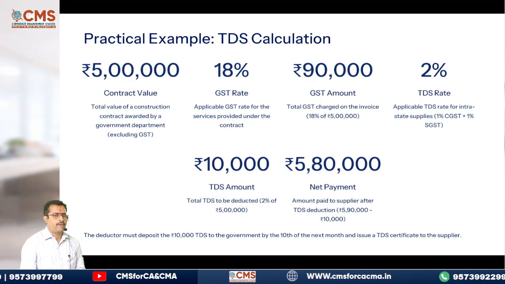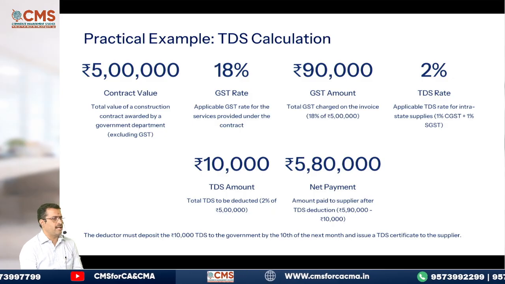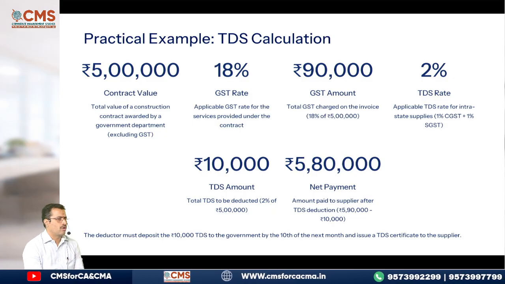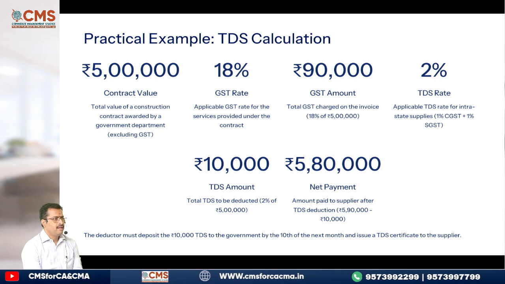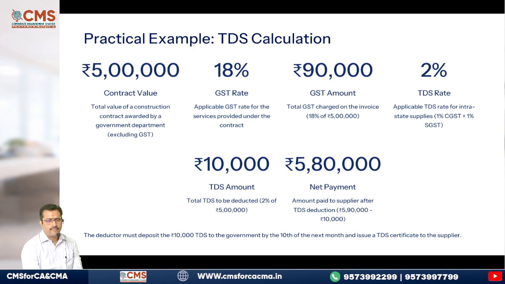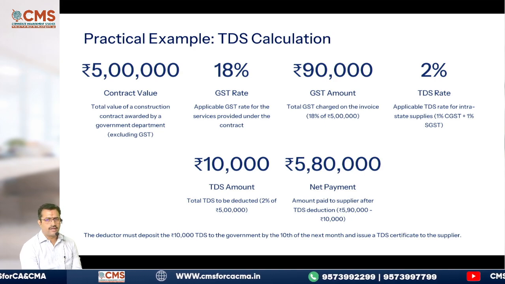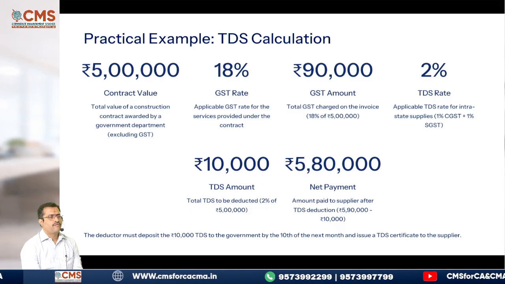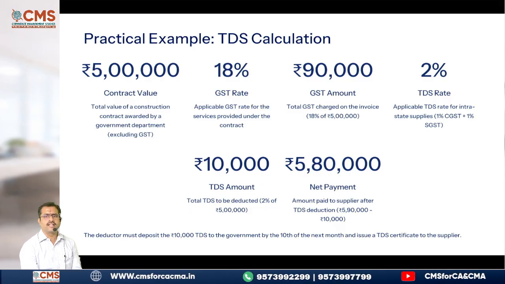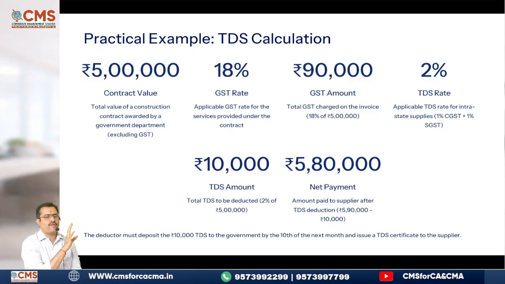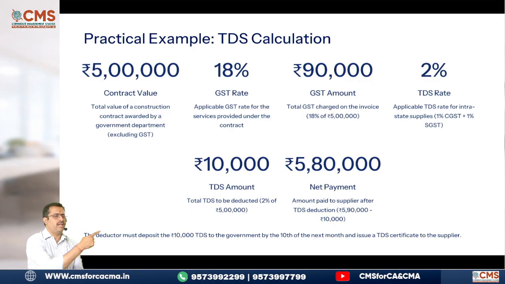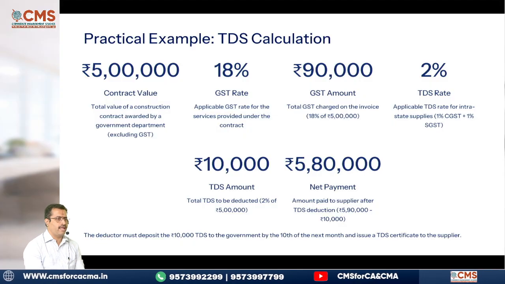Then a practical example. One example I gave for TDS calculation. Please see, one more. Contract value is 5 lakhs. Rate of GST 18%. GST amount is 90,000. TDS rate is 2%. Now, on which value will they deduct 2%? 5 lakhs into 2% will become how much? 10,000. So actually they have to pay 5,90,000. But now they will deduct 10,000 TDS and pay only 5,80,000. That is what I have given you.